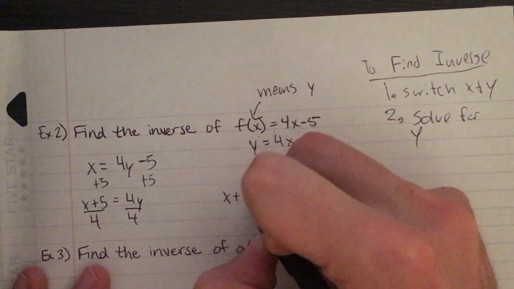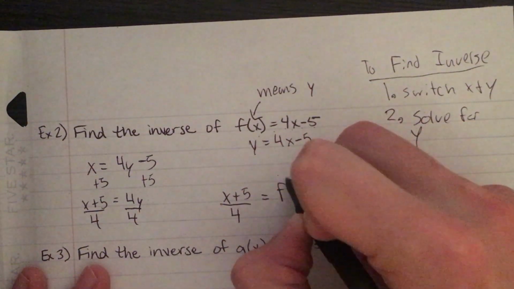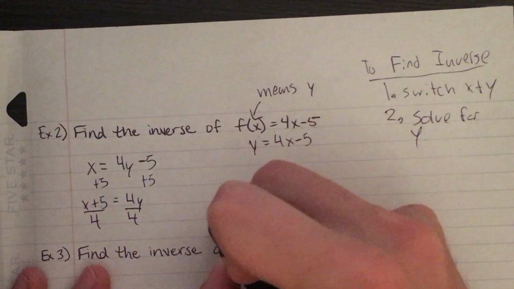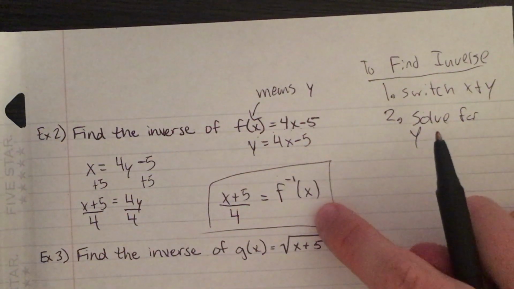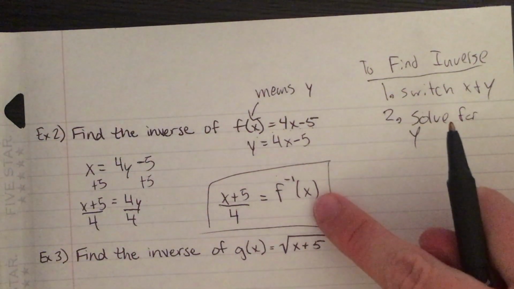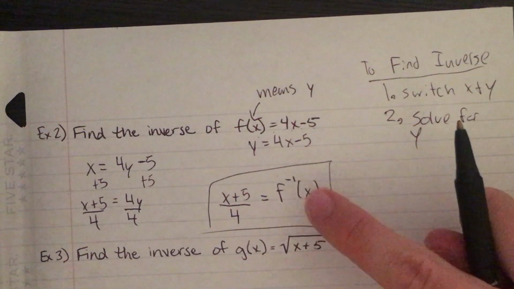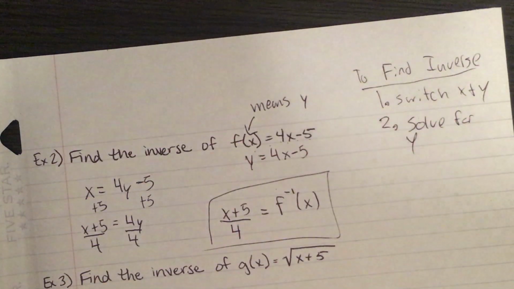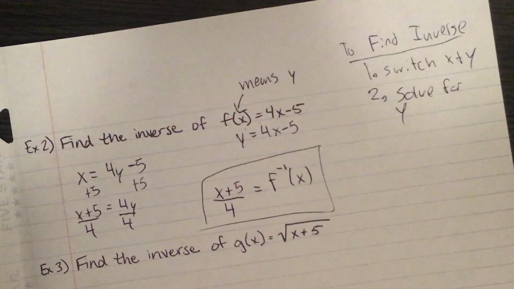So x plus 5 divided by 4 is equal to the inverse function of x. So when you see that notation right there, that is how you mathematically say this is the inverse function of f of x. So we're going to look at two more of those and go from there.